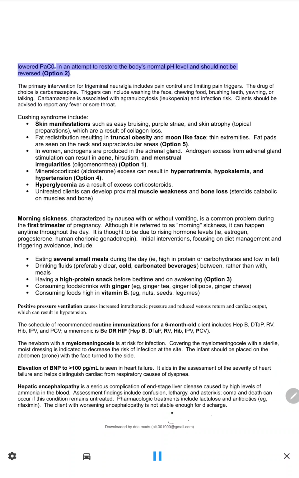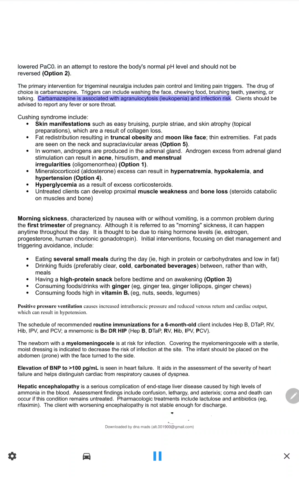Option 2. The primary intervention for trigeminal neuralgia includes pain control and limiting pain triggers. The drug of choice is carbamazepine. Triggers can include washing the face, chewing food, brushing teeth, yawning, or talking.